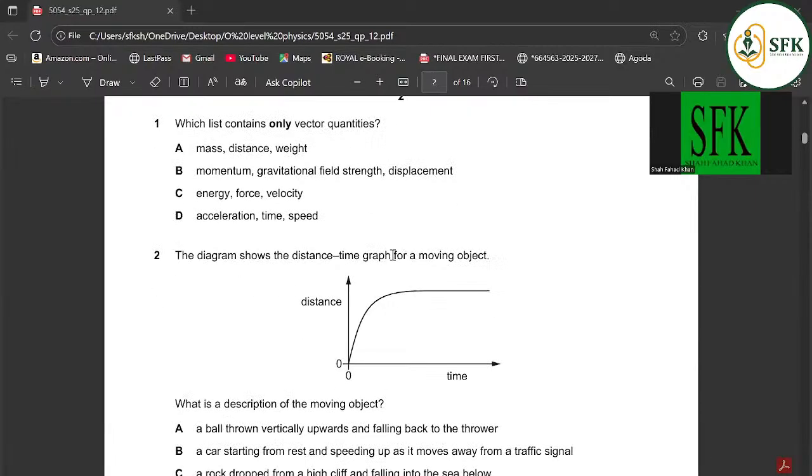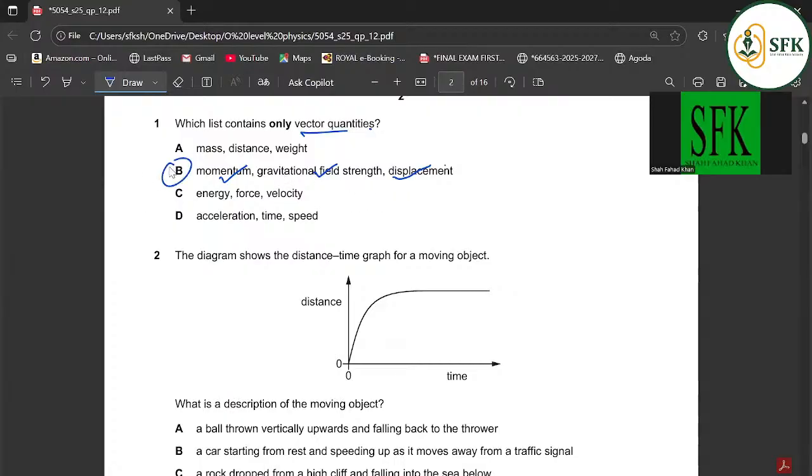Let's get started. Which list contains only vector quantities? Vector quantities are the direction dependent quantities. Momentum is a vector, gravitational field strength is a vector, displacement is a vector. So all three of them are vectors, so B.